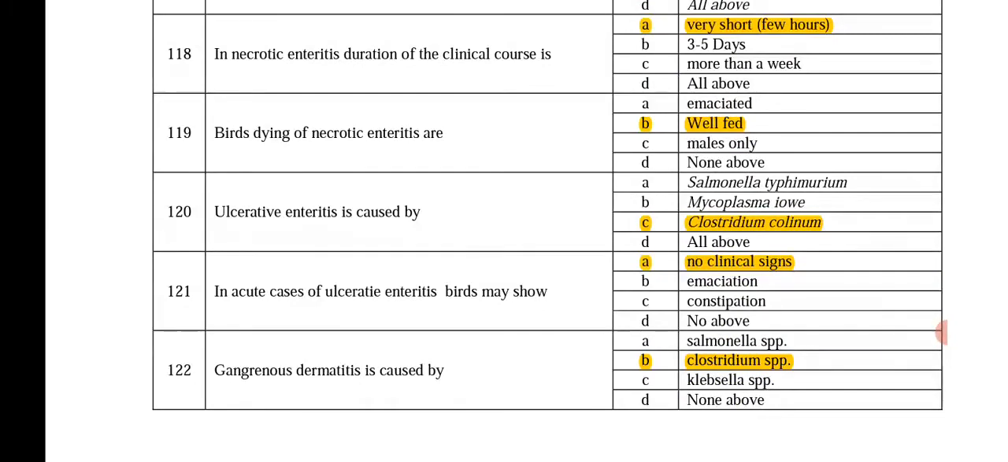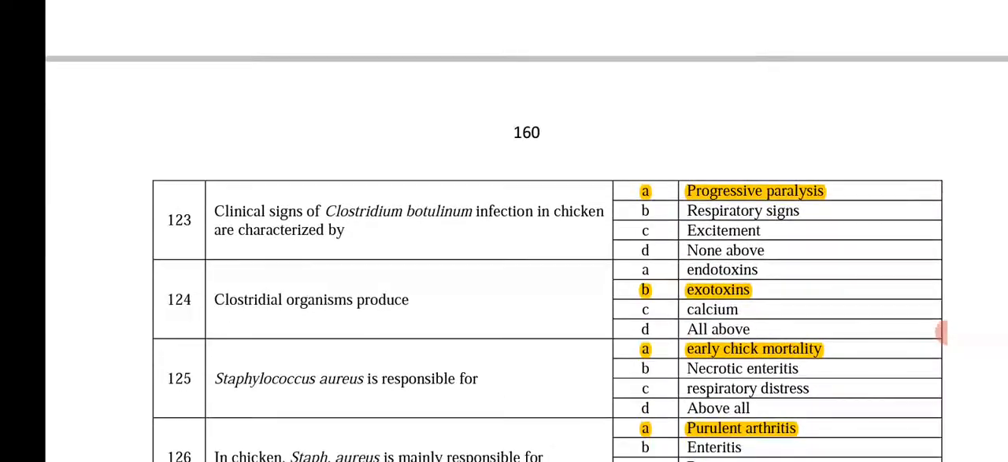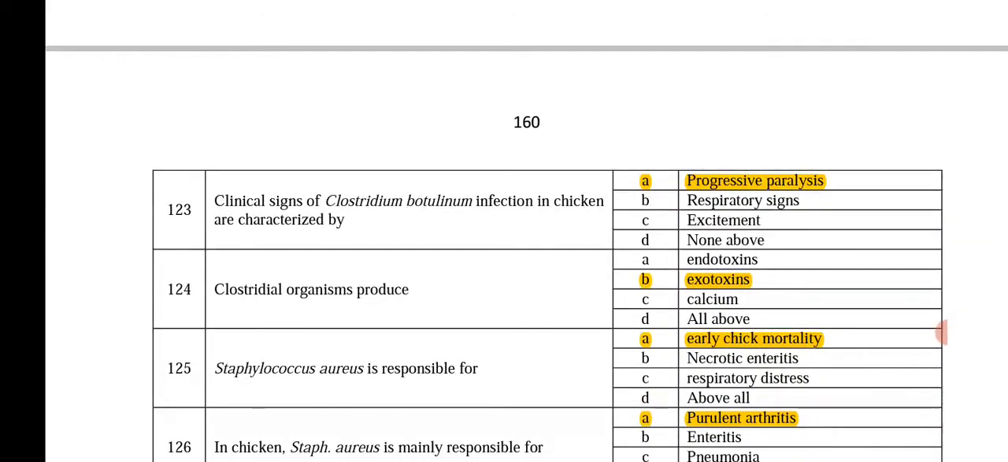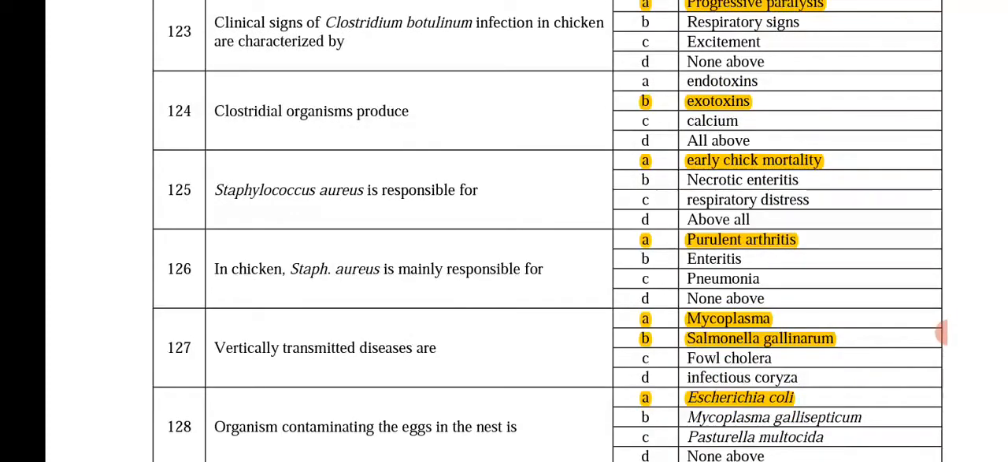Ulcerative enteritis is caused by Clostridium colinum. In acute cases of ulcerative enteritis, the bird may show no clinical signs. Gangrenous dermatitis is caused by Clostridium species. Clinical signs of Clostridium botulinum infection in chicken are characterized by progressive paralysis. Clostridial organisms produce exotoxins.